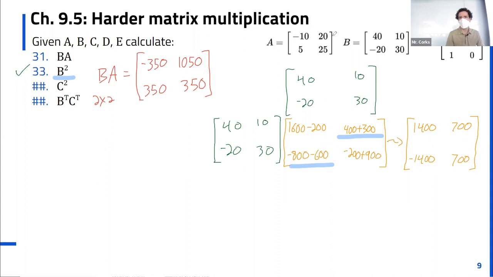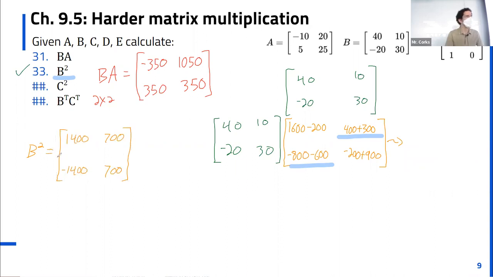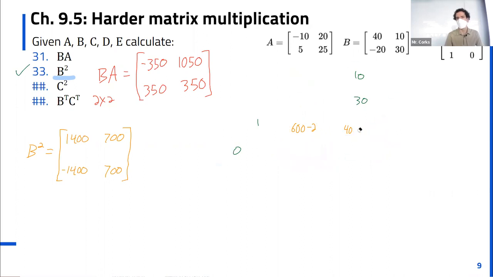All right, so I should just label that here. That is our B squared, this matrix. All right, that was that one. What about our next one, C squared? Impossible, we say. So C is a 3 by 2 matrix, and C, again, a 3 by 2 matrix. So the inside numbers are not matching, so that won't work.